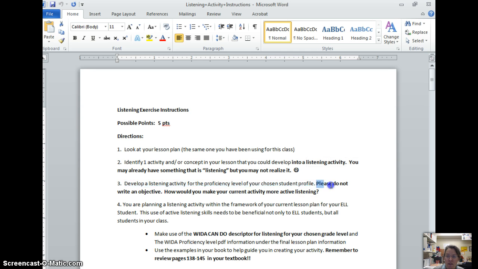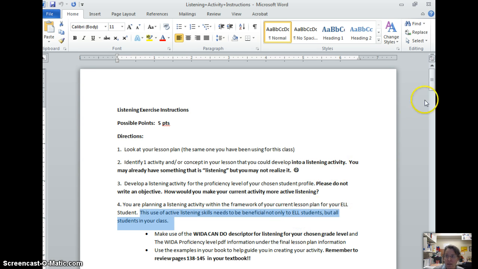Please do not write an objective. How would you make your current activity more active listening? You are planning this listening activity within the framework of your current lesson plan. This activity will include what your ELL student can do in terms of listening. This use of active listening skills needs to be beneficial not only to your ELL students, but all students in your class.